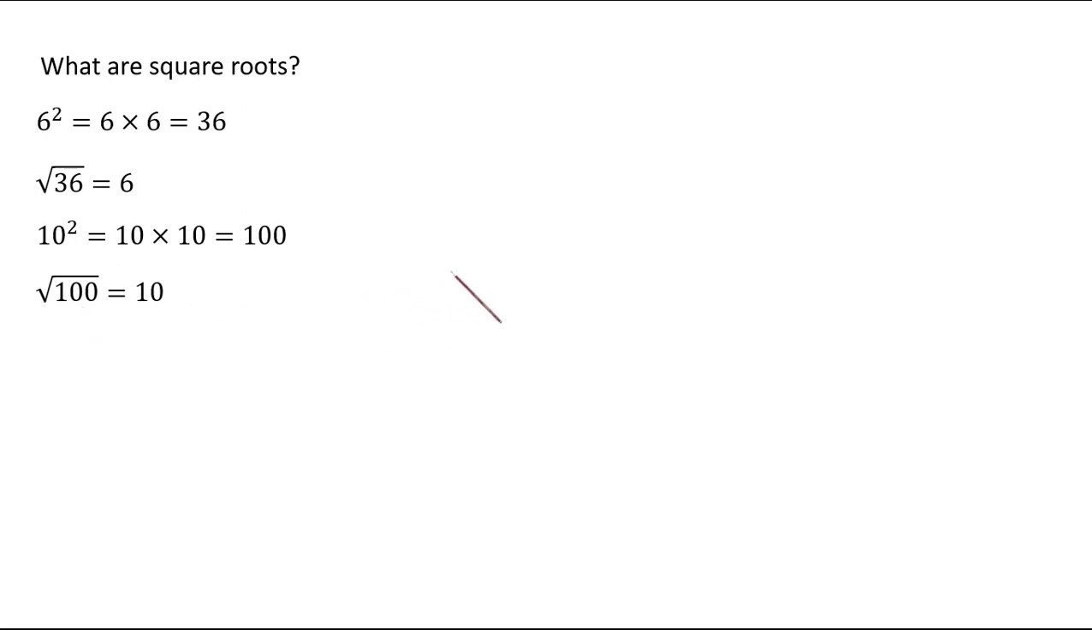But there are many numbers that do not have a perfect square root. For instance, the square root of 8 does not have any perfect integer answer. Its approximate answer is 2.828. Such numbers are called irrational numbers.